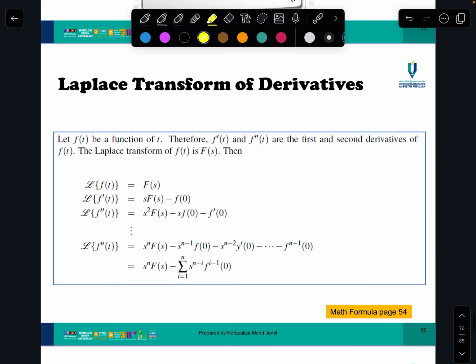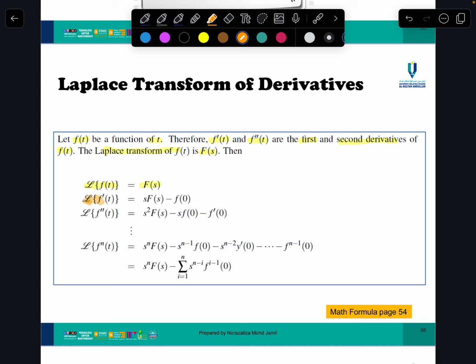Laplace transform of derivatives. Let f(t) be a function of t. Therefore, f'(t) and f''(t) are the first and the second derivative of f(t). The Laplace transform of f(t) is F(s), which is written here. Laplace of f(t) is F(s). Now the formula begins here.